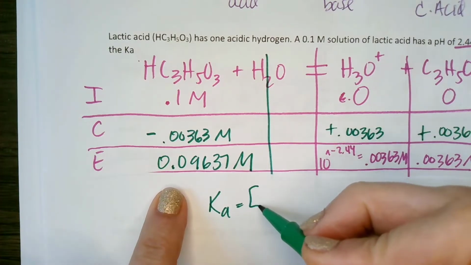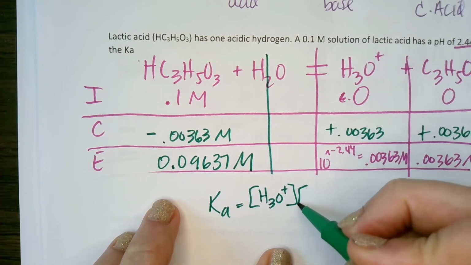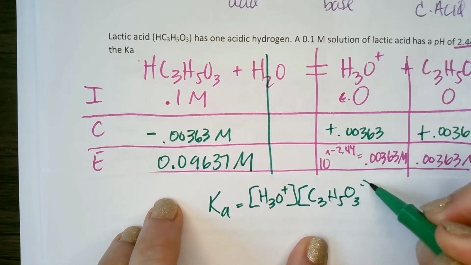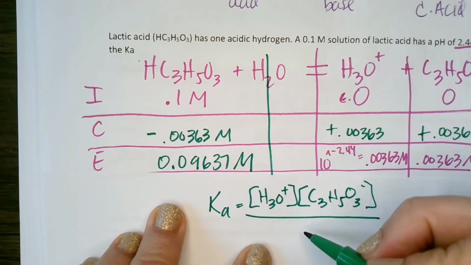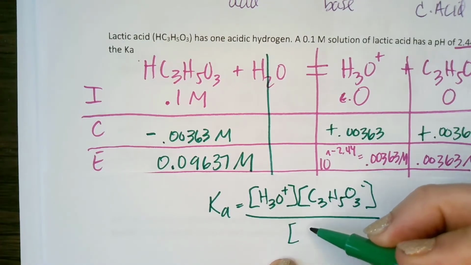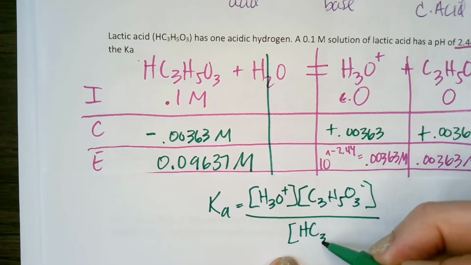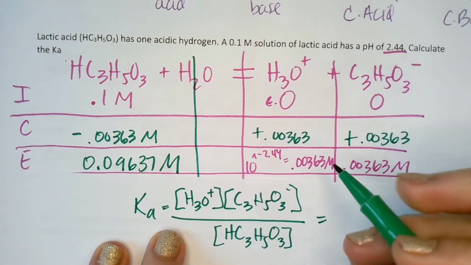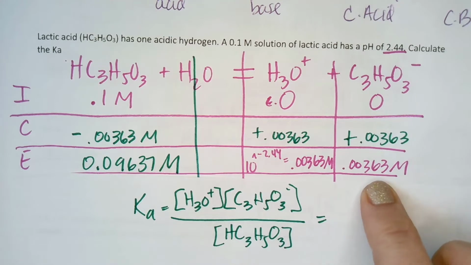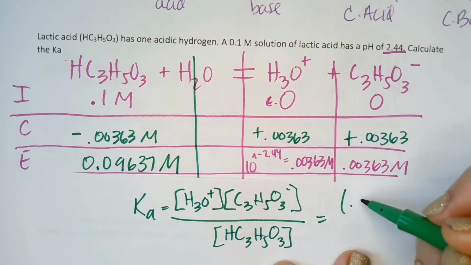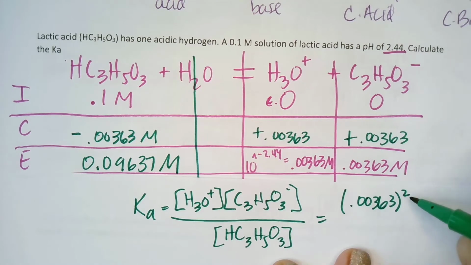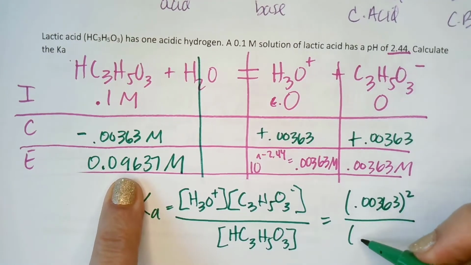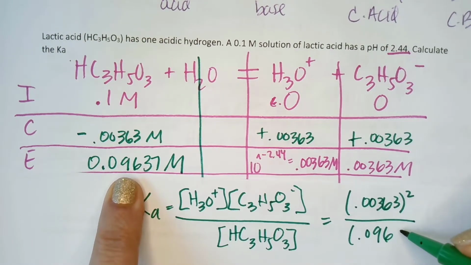So we can even write here our H3O plus times our C3H5O3 minus. So our dissociated over our non-dissociated, or over the molecular form of the acid, HC3H5O3. Okay, so this is going to be equal to 0.00363 times 0.00363. So we could just simplify that and say 0.00363 squared over the concentration over here, 0.09637.